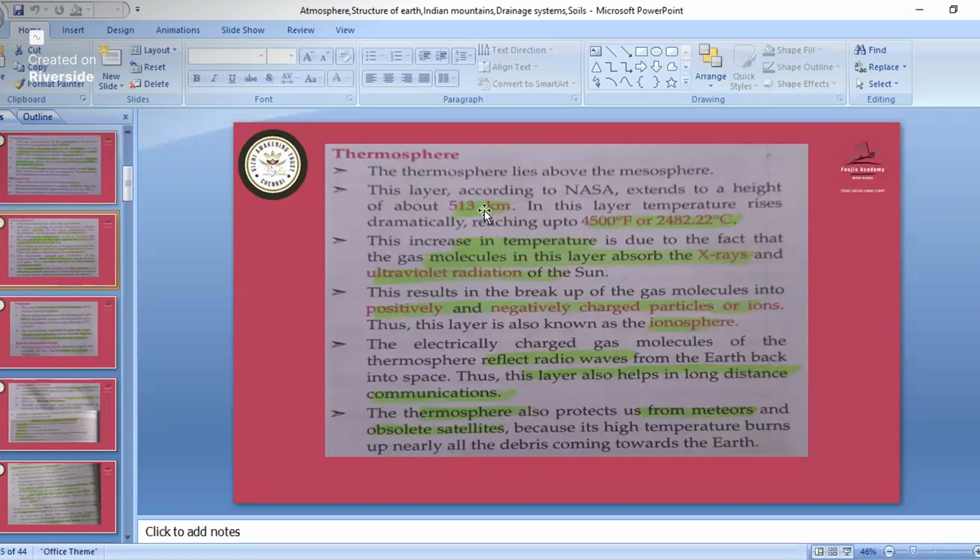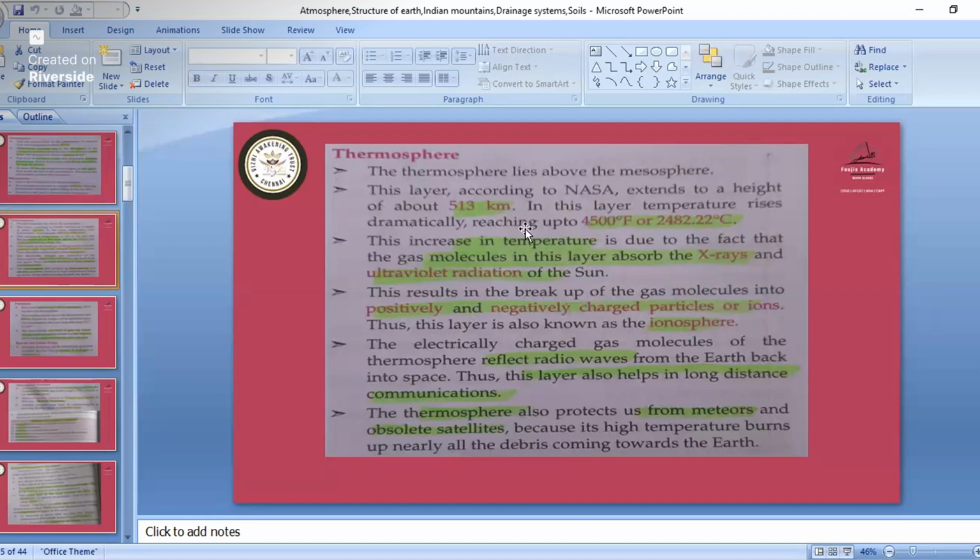The thermosphere extends up to a height of 513 km, and in this layer temperature rises dramatically, reaching up to 4500 degrees Fahrenheit. This increase in temperature is due to the fact that gas molecules in this layer absorb the X-rays and ultraviolet radiation of the sun. This results in the break of the gas molecules into positively and negatively charged particles, or ions.